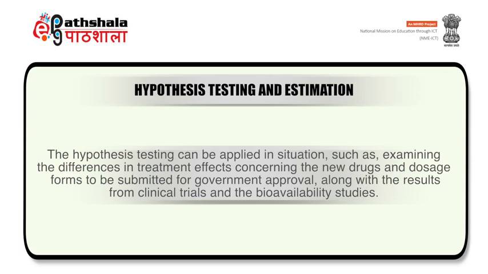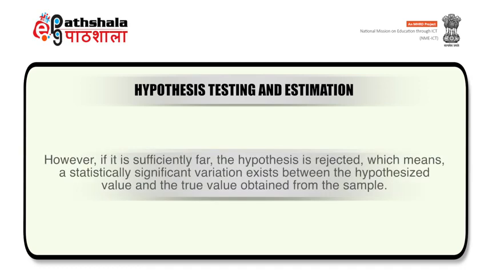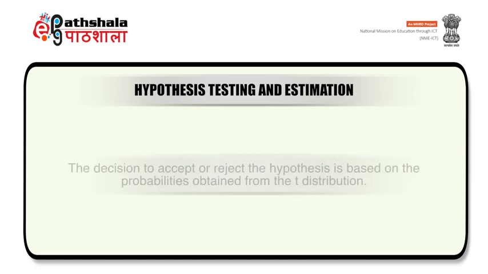The hypothesis testing can be applied in situations such as examining the differences in the treatment effects concerning the new drugs and dosage forms to be submitted for government approval, along with the results from clinical trials and the bioavailability studies. If the sample estimate is found to be close to the hypothesized value, the hypothesis is accepted. However, if it is sufficiently far, the hypothesis is rejected, which means a statistically significant variation exists between the hypothesized value and the true value obtained from the sample. The decision to accept or reject the hypothesis is based on the probabilities obtained from the t distribution.